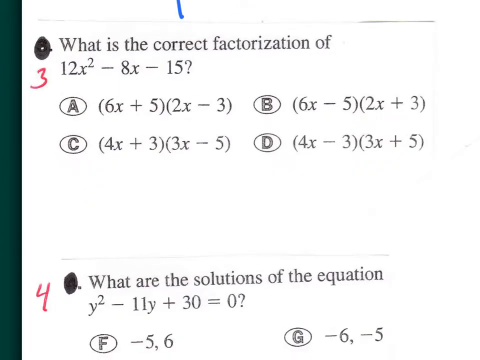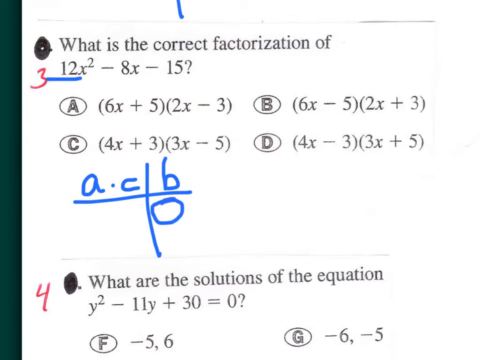On number 3, it's the same thing as number 2. The only difference is we have a little different number out in front, so you're going to want to use this ACB chart. Take A times C, and make sure that together the factors combine to get B down there. And then you can use the box if you want to help factor.